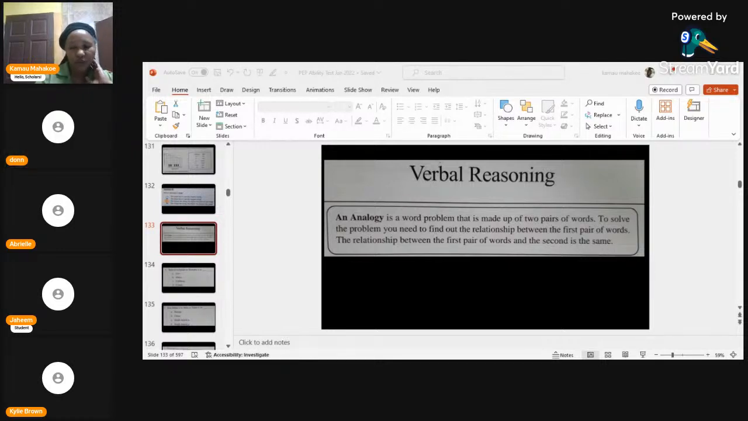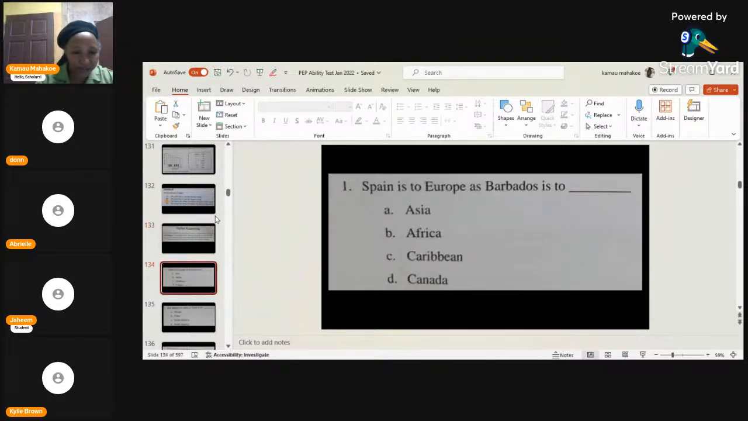All right. So in the analogy, they are giving you two pairs, right? So that's four words in all. The relationship between the first two words is the same relationship between the next two. So based on what you have figured out about the first two, then you can guess what the missing word in the second pair is. So let's see. Kylie, can you read, please?